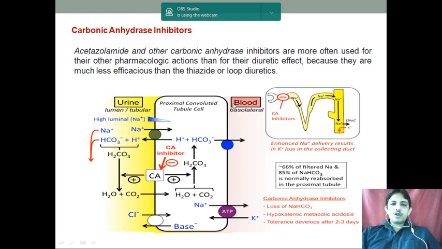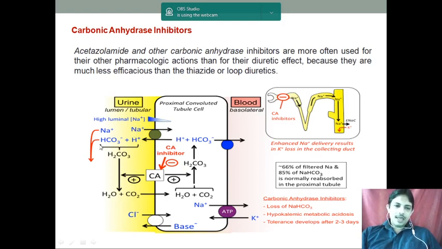Now here this is the proximal convoluted tubular cell. Here, if we look at the lumen area, Na+ and H2CO3 are present. Sodium will be absorbed through an antiporter, so sodium is entering and H+ is going towards the urine or the lumen.